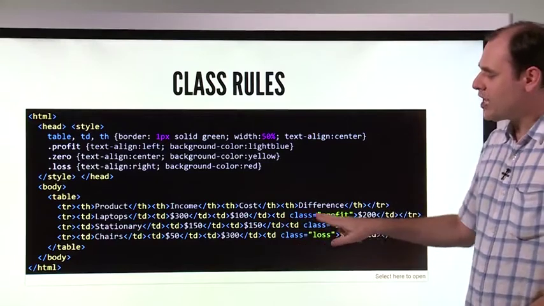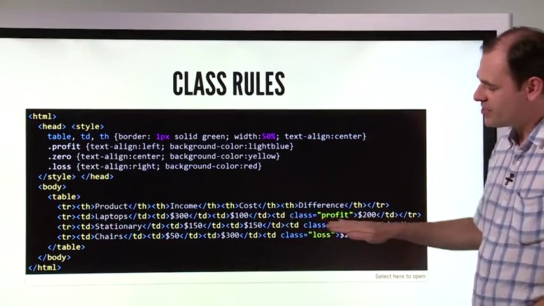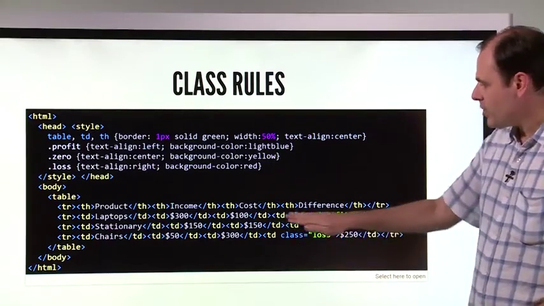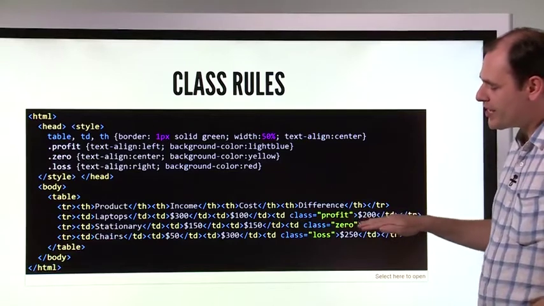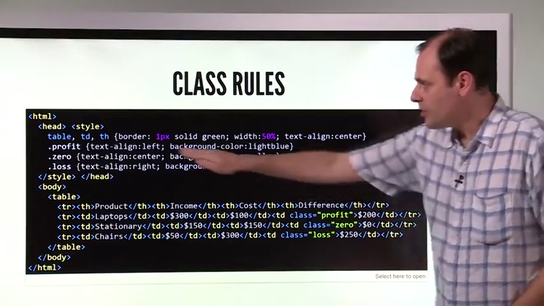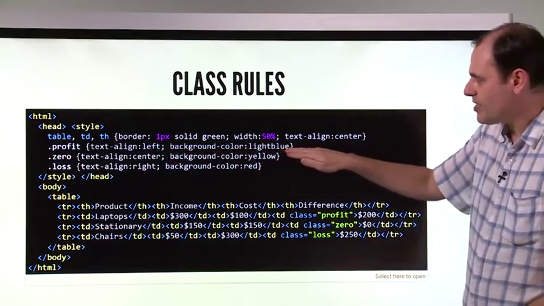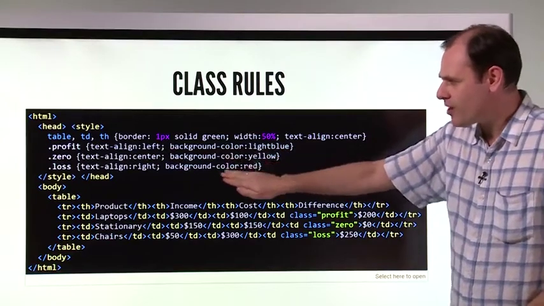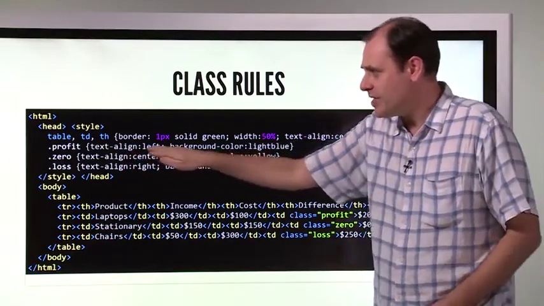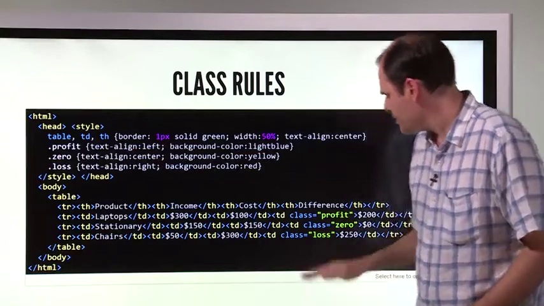So TD, class equals profit, that's this example here. I'm saying, okay, for this particular box here with the number 200, I'm going to use this particular set of parameters, light blue background, and the text is going to be on the left side. Okay, what else we got?